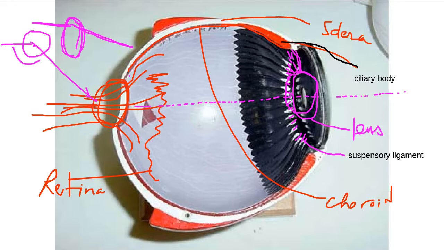Now, cones and rods are all located along here. Okay, a lot of them are all around there. But at one place that seems to have a lot of rods and cones is a little pit. And the pit is known as the fovea centralis. I'm going to show you where. So the key word here is pit. Another word for pit is fovea centralis. And what that means is that all the light touches that.